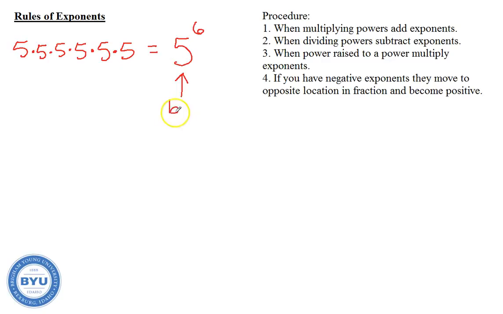The number 5 represents the base. The 6 is called the exponent, and this entire thing, when we put it together, the 5 and the 6, is called a power. And it's important that we discuss the rules of powers when we're dealing with this in mathematics so that we understand the shortcut in math. So let's take a look.